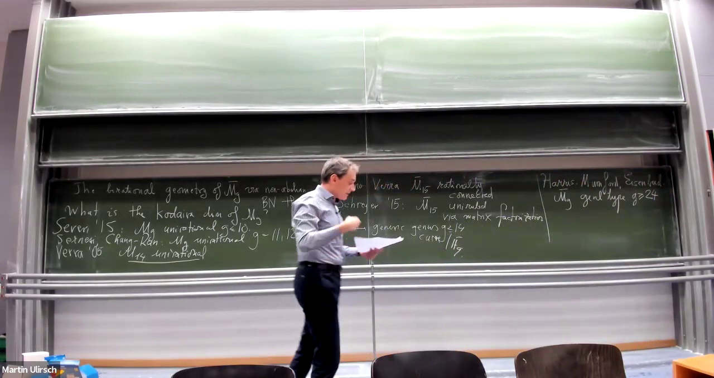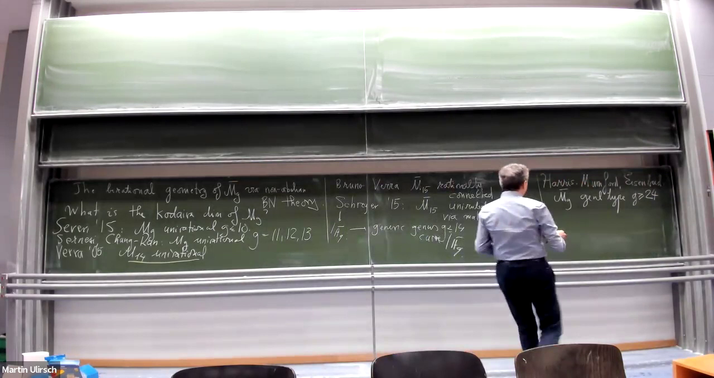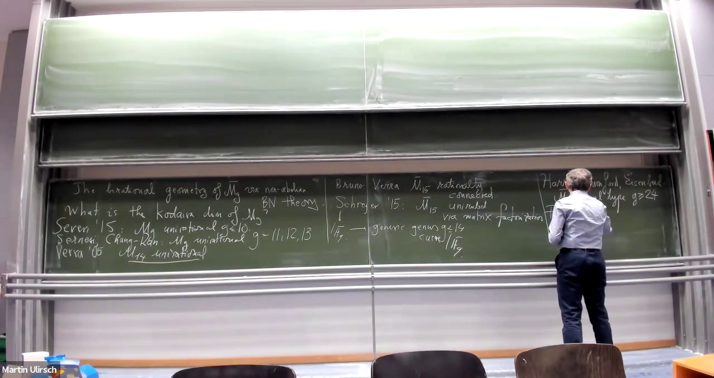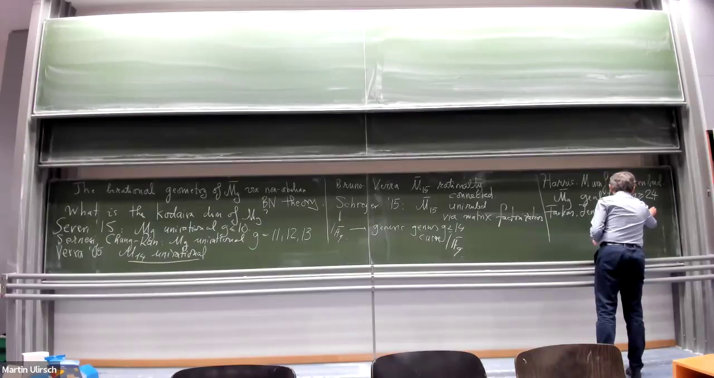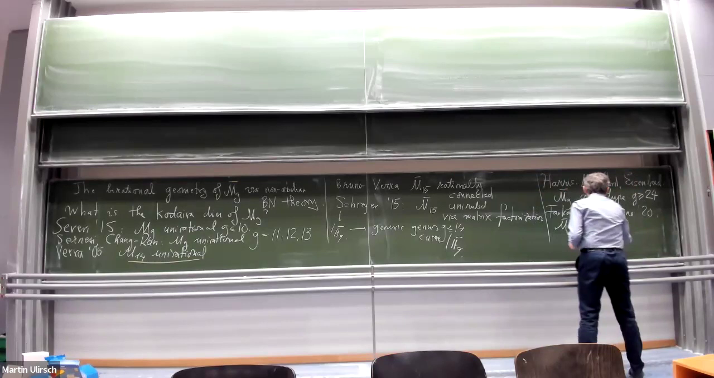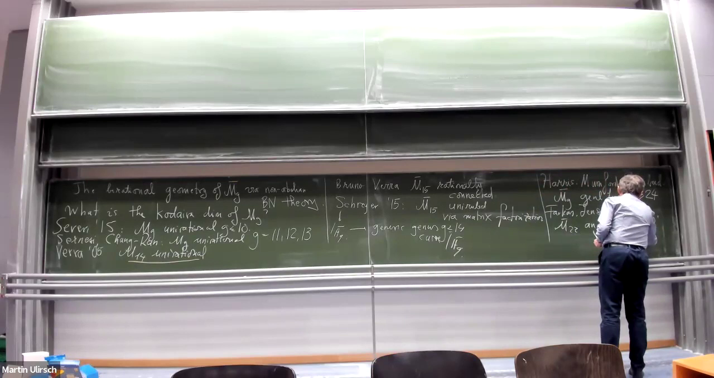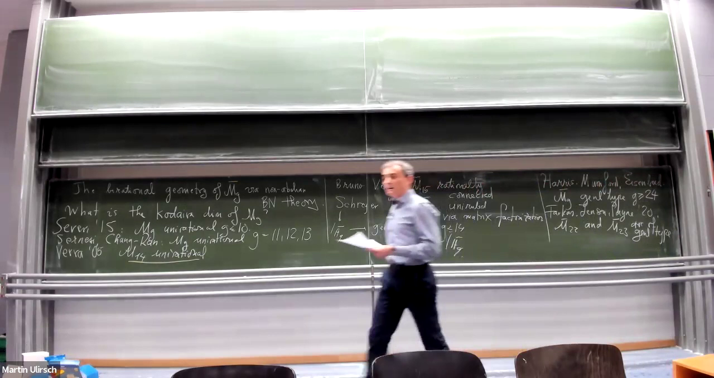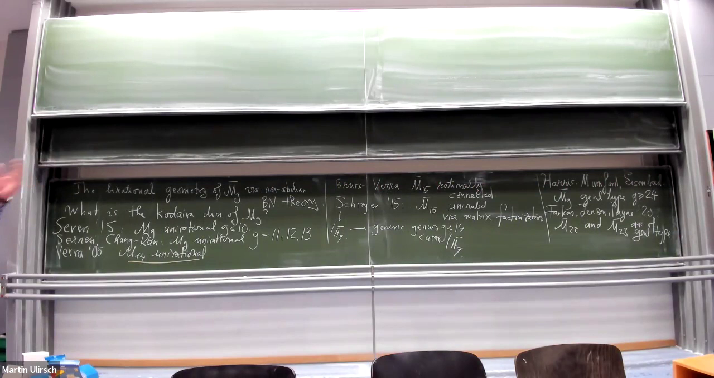So this was the situation for a long time, and then a couple of years ago, together with Jensen and Payne, we showed that in genus 22 and 23, M_g is also of general type, using a combination of geometric and tropical methods. So this is the situation about the Kodaira dimension of M_g.